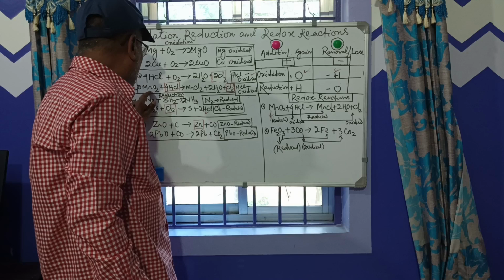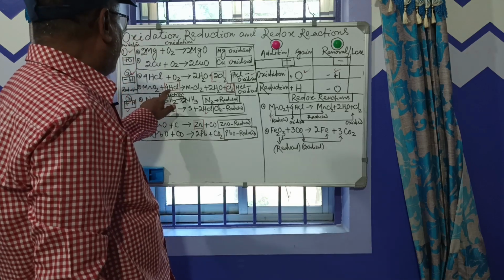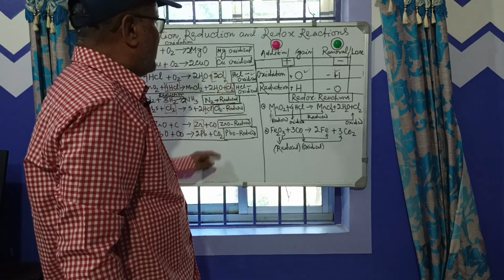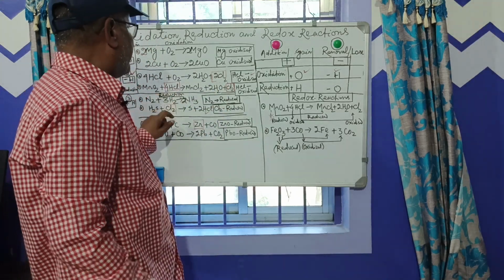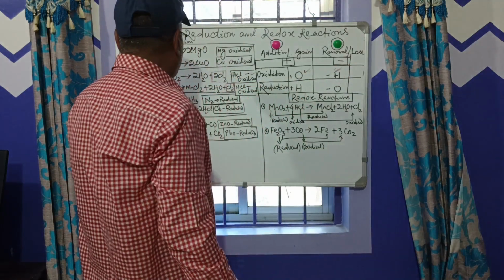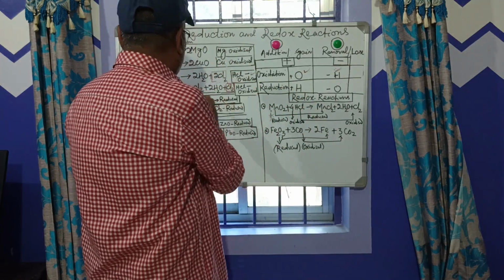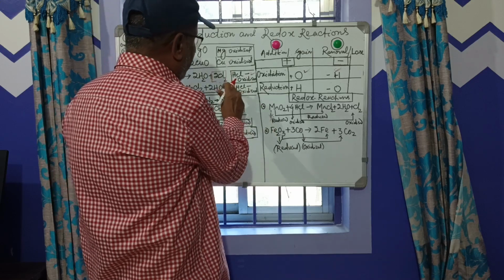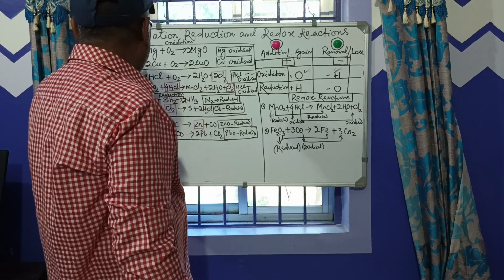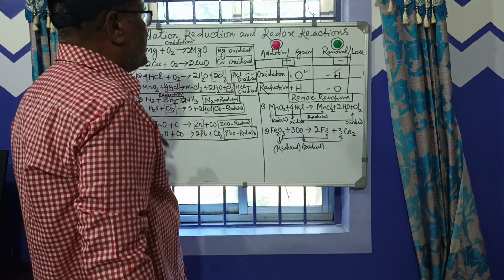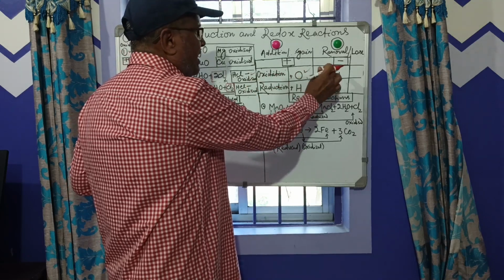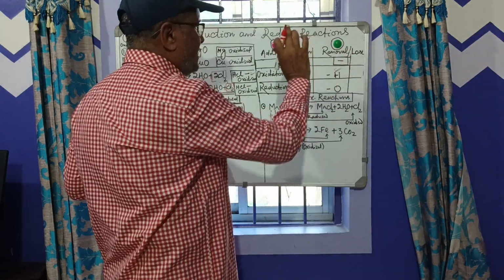Come to the second example, the same: manganese dioxide plus hydrochloric acid gives manganese chloride, water plus chlorine gas. Here the same thing happens. In HCl, H is removed, so removal of hydrogen atom, and chlorine is formed. So HCl is oxidized to chlorine. This is another example of oxidation reaction. So the first two conditions are oxidation reactions: addition of oxygen and removal of hydrogen atoms.